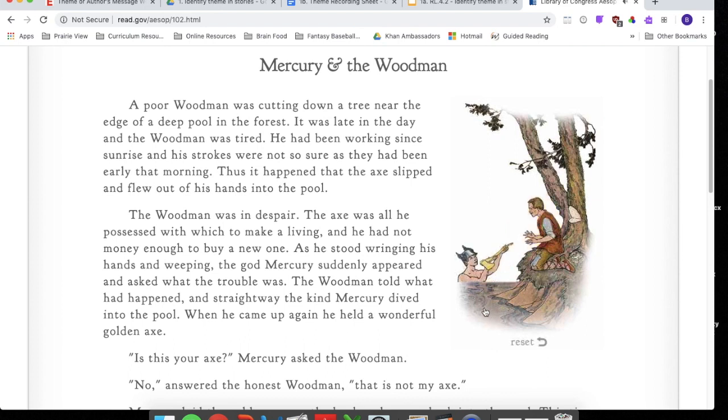All right, here we go. The Mercury and the Woodman. A poor woodman was cutting down a tree near the edge of a deep pool in the forest. It was late in the day and the woodman was tired. He had been working since sunrise and his strokes were not so sure as they had been early that morning. Thus it happened that the axe slipped and flew out of his hands into the pool.